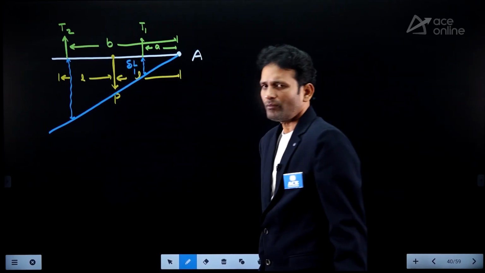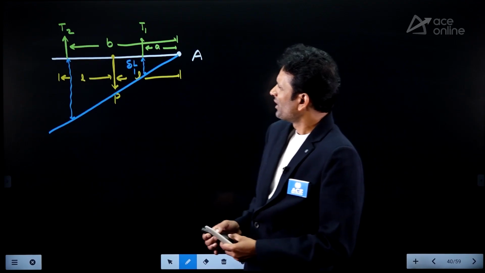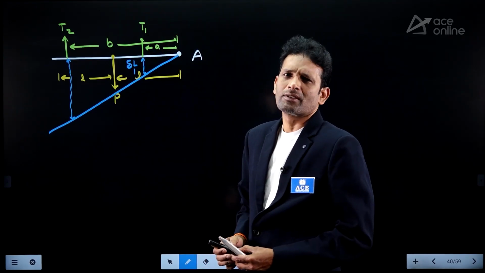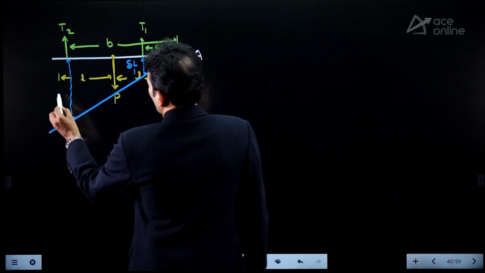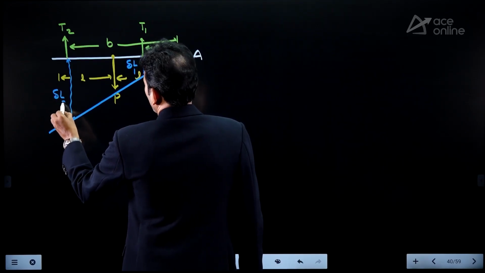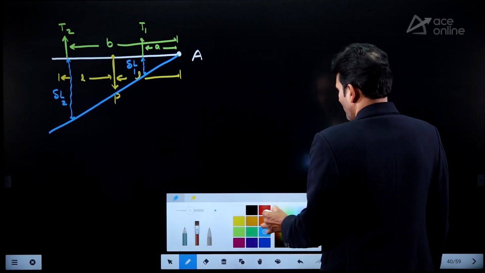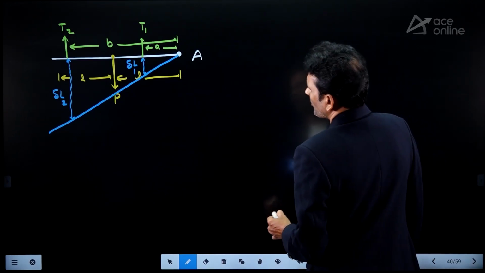Why? Because however much inclination we observe, the same amount of deformation we observe in the first steel wire. Similarly, here also I am taking this as del L2. That's fine. Del L2. Right? Fine. But our requirement is T1 and T2.